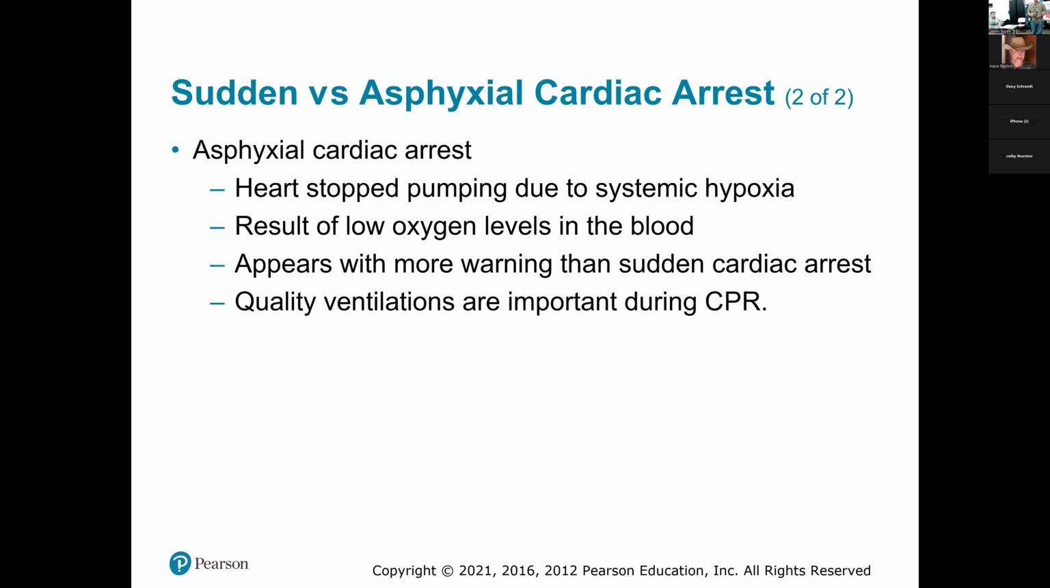This usually appears with more warning than sudden cardiac arrest because they'll have that chest pain. If it's due to respiratory arrest affecting first, they'll have difficulty breathing. You'll usually get called for the difficulty breathing. That's something that we can correct. So if you can get that corrected in time, it can usually be counteracted and they don't go into cardiac arrest. Your quality of ventilations during CPR on these types of arrests is very important.